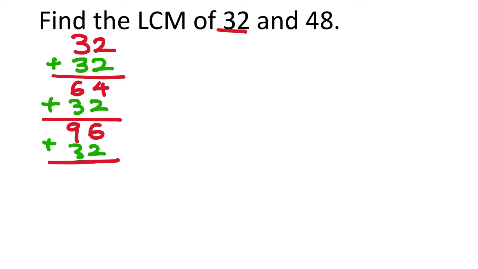So plus another 32. 6 plus 2 in the ones. That's 8. 9 plus 3 in the tens. That's 12 right there. So what do we got? 4 multiples so far. Let's do a couple more at least. So add another 32. 8 plus 2 is 10. Carry the 1. 1 plus 2 plus 3 is 6. Drop the 1. There we go.